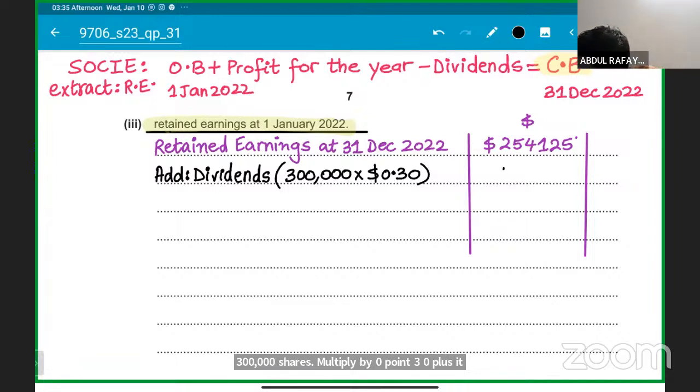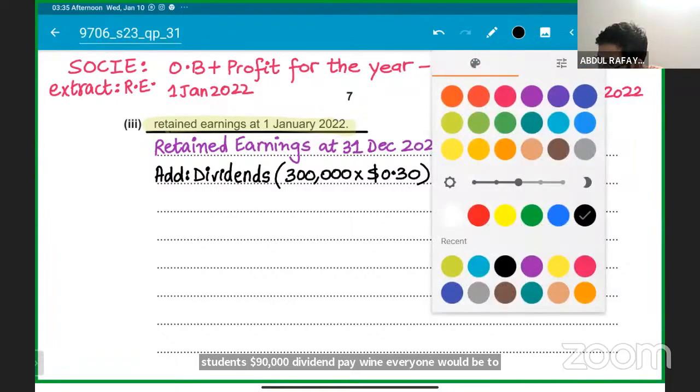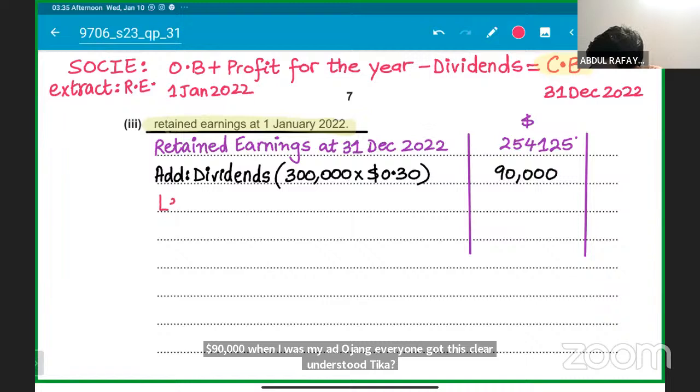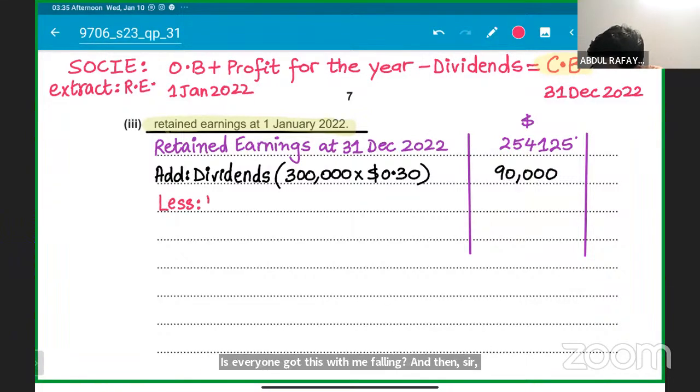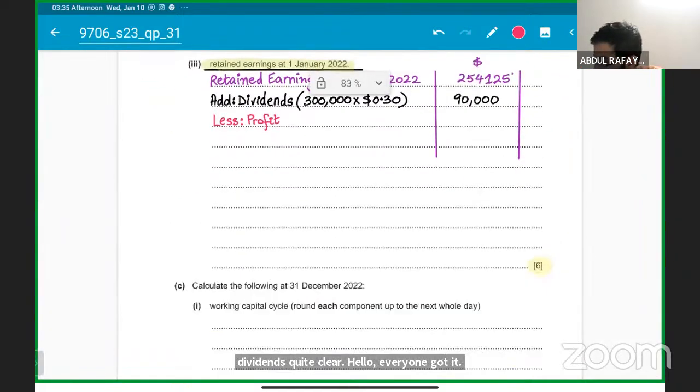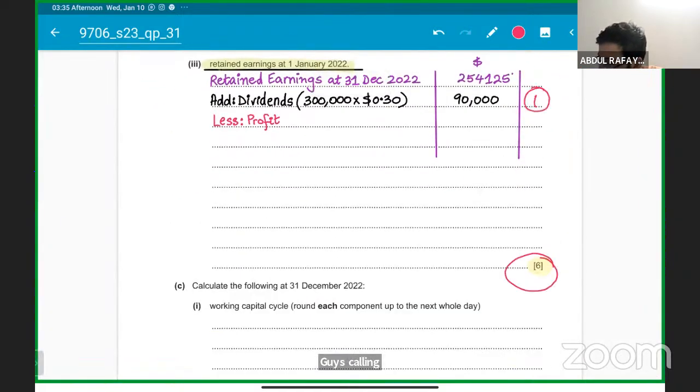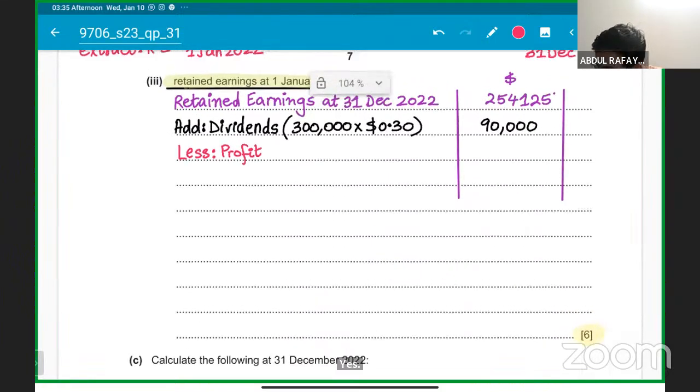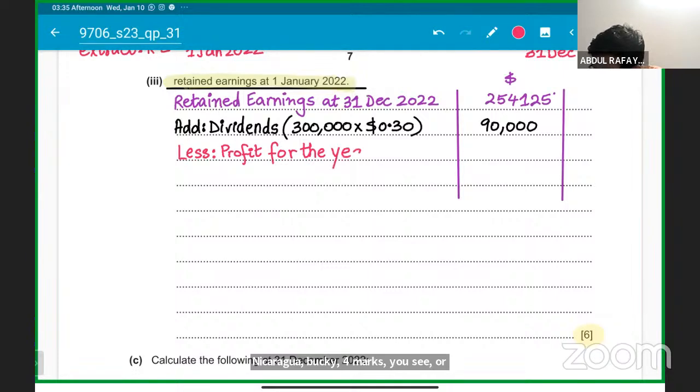Everyone with me? तो $90,000 जो है वो इसमें ऐड हो जाएंगे. Everyone got this clear, understood? ठीक है. Is everyone following? And then sir, dividends को ऐड कर दिया. Everyone got it? Now the main thing will come. ये जो 6 मार्क्स का है इसमें से खाली 1 मार्क इसका है, और 1 मार्क जो है वो ओपनिंग बैलेंस निकालने का होगा. बाकी 4 मार्क्स किसी और चीज के हैं. And those 4 marks are for finding out how you will find out the profit for the year.